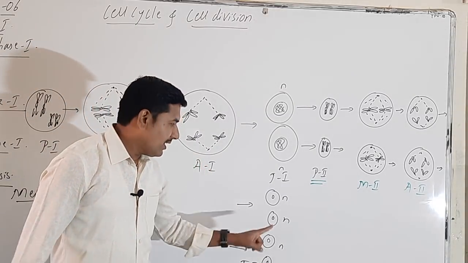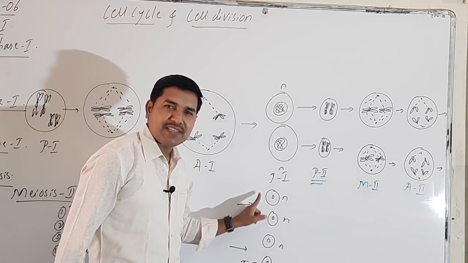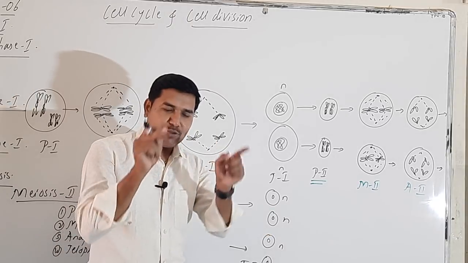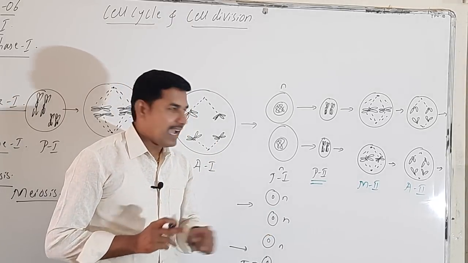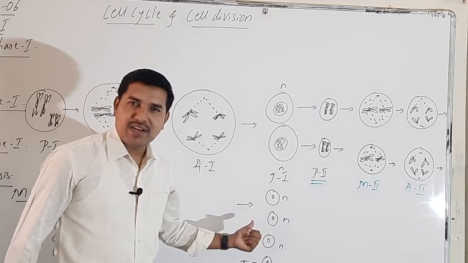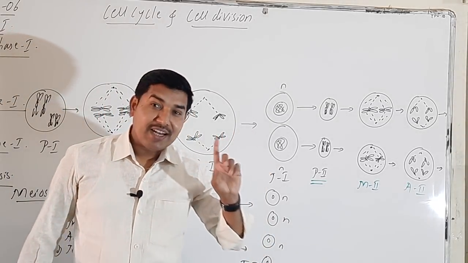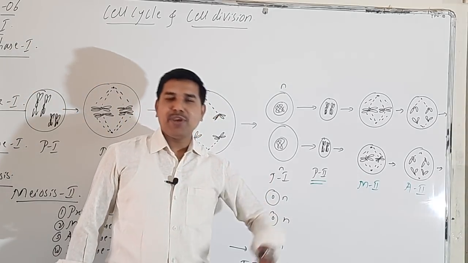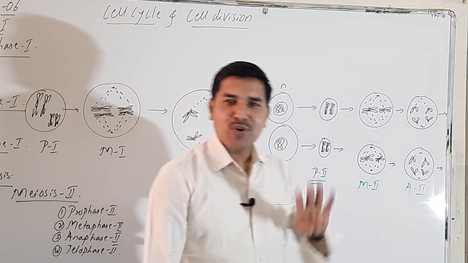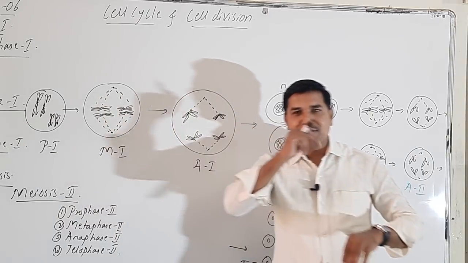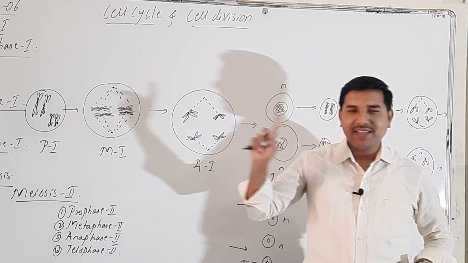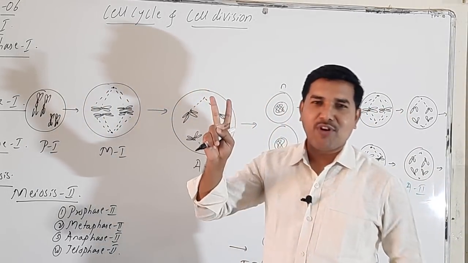Telophase 2, the karyokinesis is followed by cytokinesis. Like one cell's cytoplasm divides. The karyokinesis is followed by the cytokinesis, where 4 haploid cells are formed. Remember, at the end of meiosis 2, 4 cells are formed. At the end of meiosis 1, 2 haploid cells are formed.